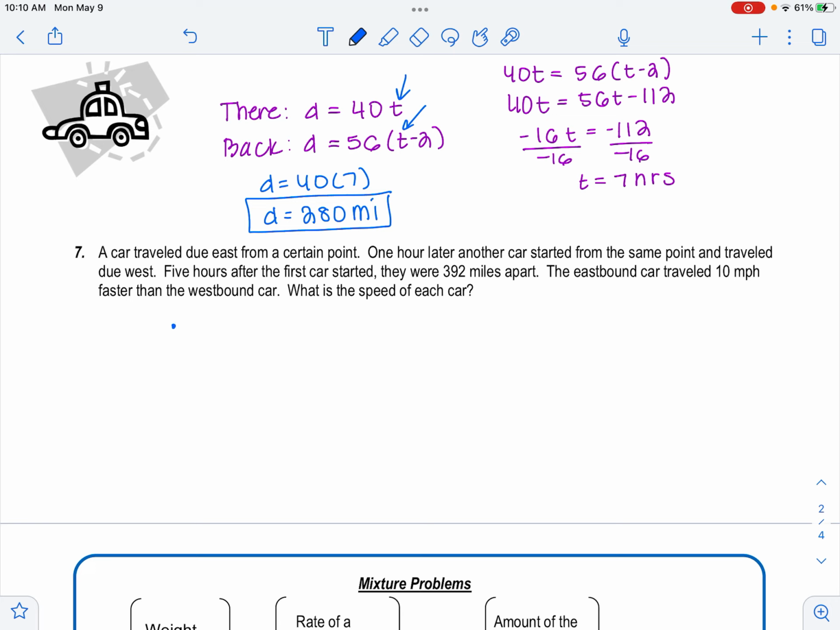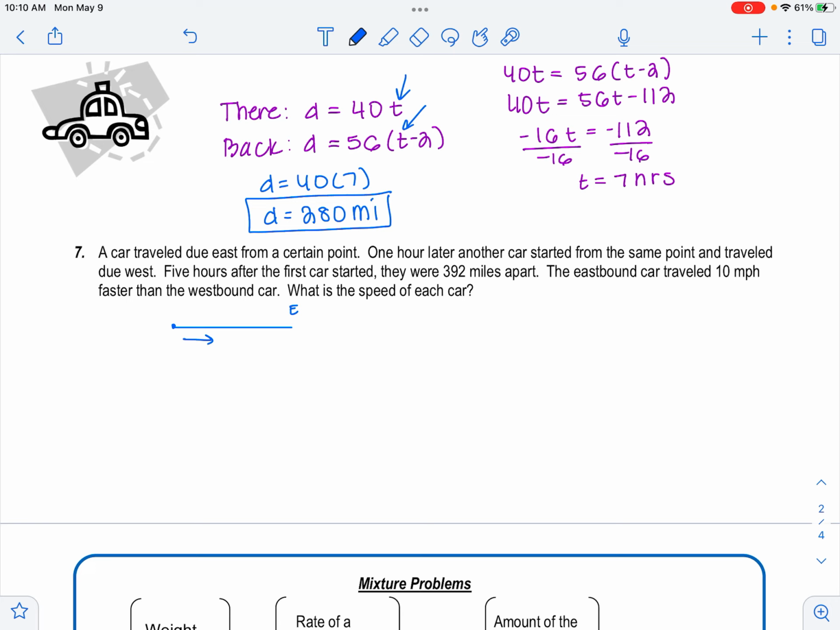Okay, so here's the point where the cars are leaving from. It says a car traveled due east from a certain point. So east is this direction. I'm going to say a car traveled that direction. I'm going to put an E here to remind myself. So that's a car traveling one way, and they're going to get a distance equals rate times time.